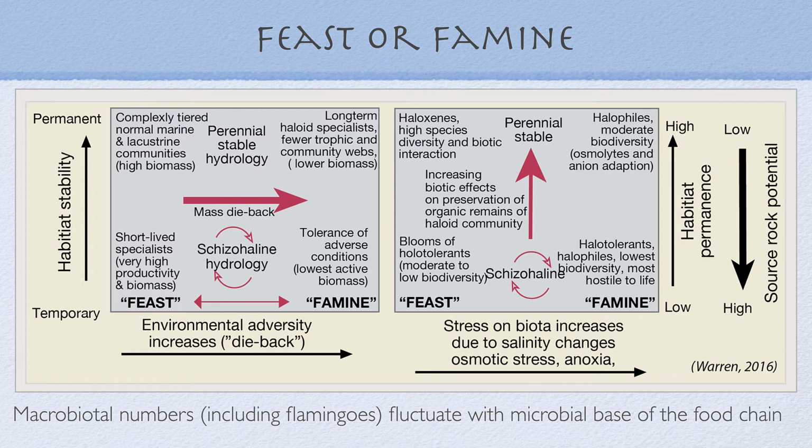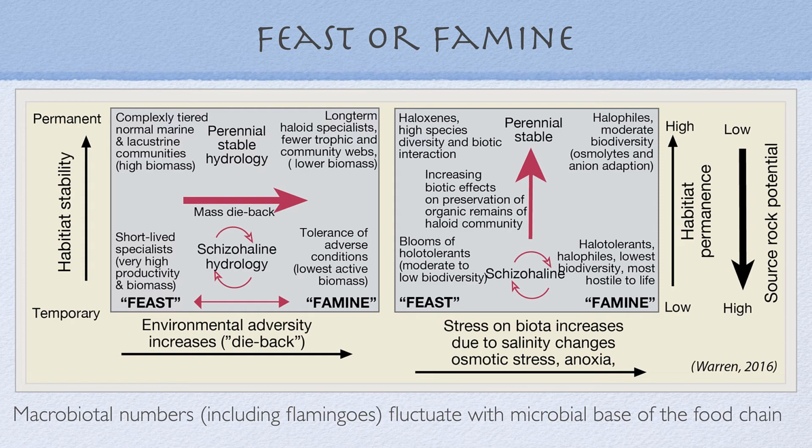And as we'll see later in the course, this fluctuating level of organic productivity can be tied to source rock potential in perennial mesohaline, schizohaline brine bodies. So, to conclude, what is feast and famine? It describes the conditions where the macrobiotal numbers, which in this case we talked about the flamingo connection, include the bird population, fluctuate as the microbial base level of productivity fluctuates within that schizohaline system.